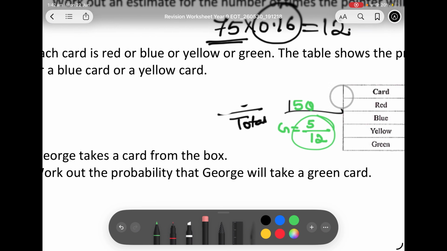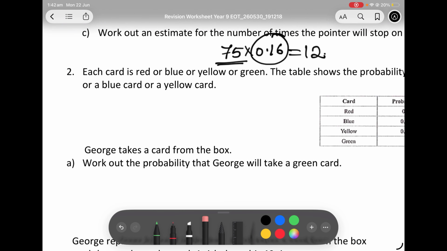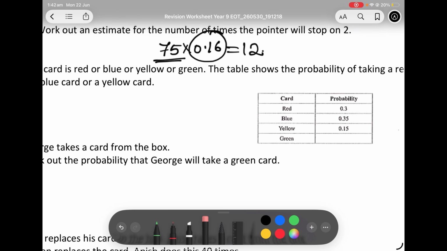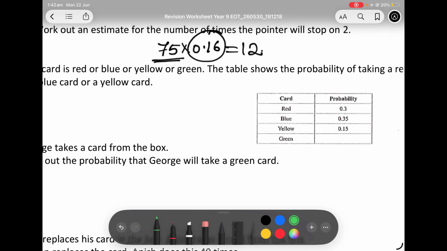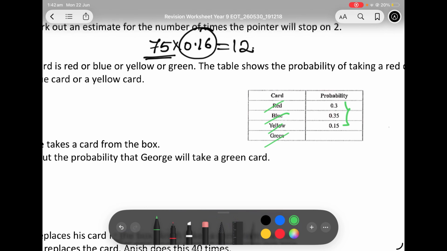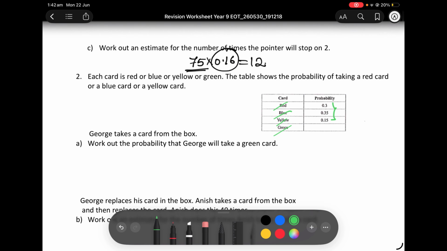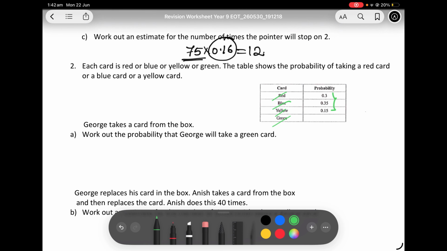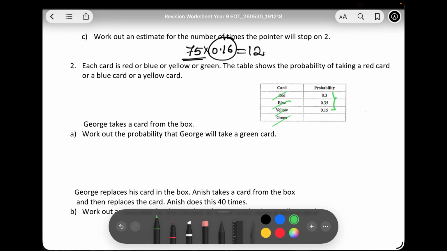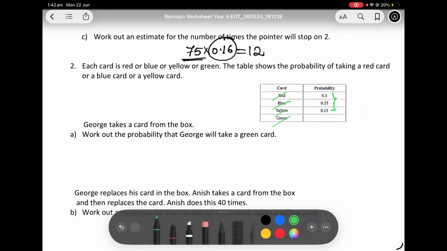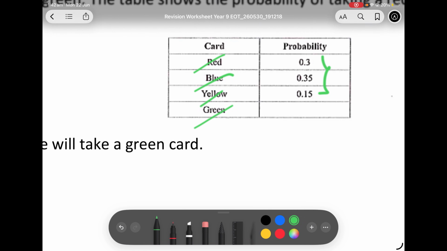Now this was the general formula that we have done. Now let's look at the second question. Each card is red, blue, yellow or green. These are the cards that are given to you. The table shows the probability of taking a red, blue, and yellow card. George takes a card from the box. What is the probability that it is going to be a green card?